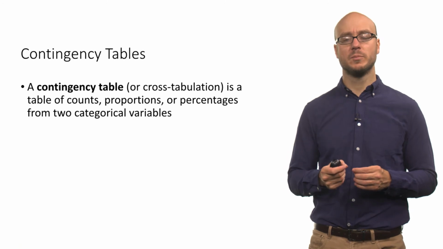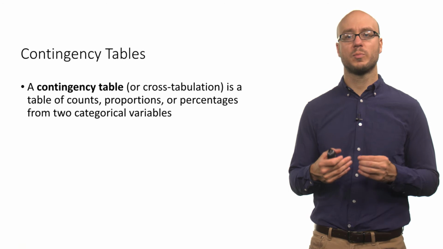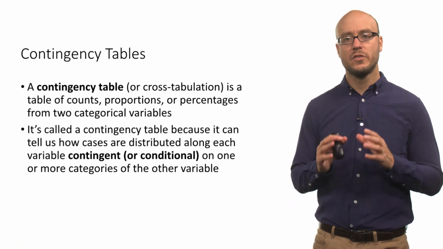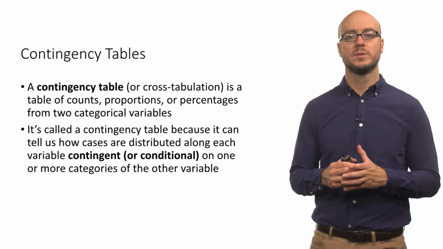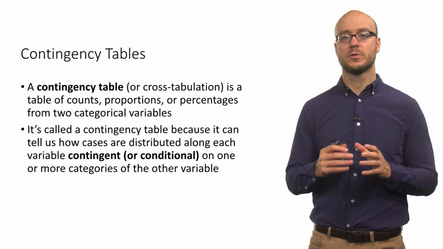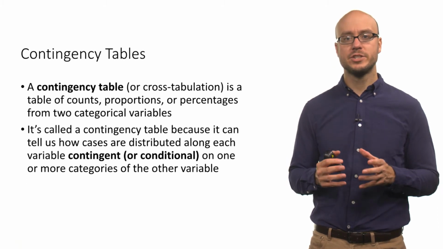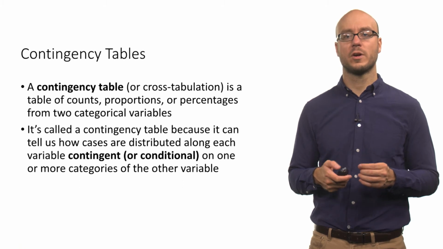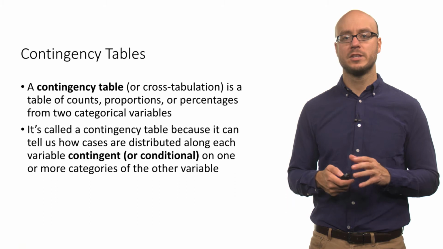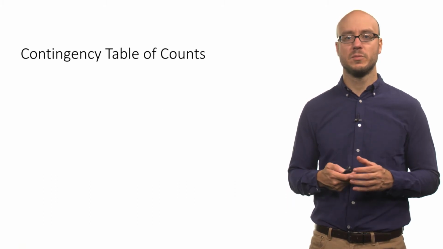A contingency table is also called a cross tabulation. It's simply a table of counts or proportions or percentages from two categorical variables. The reason it's called a contingency table is that it can tell us how the cases, or the rows of the data set, are distributed along each variable, contingent or conditional on one or more categories of the other variable. So that's why it's called a contingency table, and we'll talk about the idea of conditioning in just a moment.